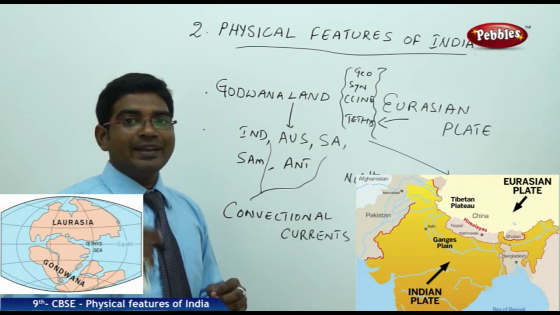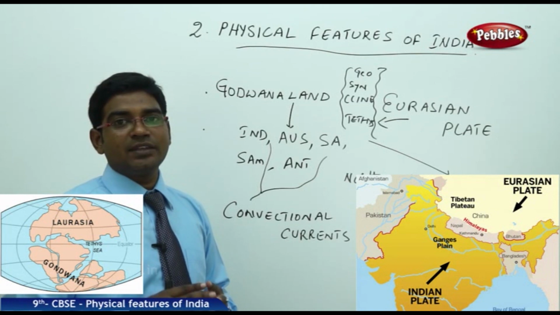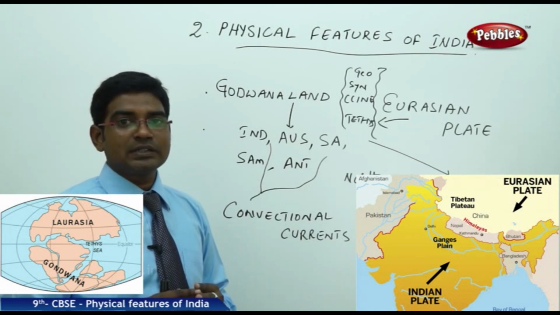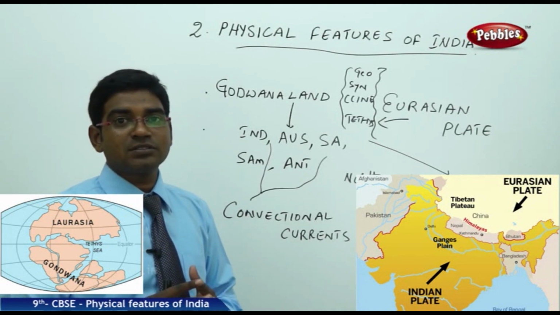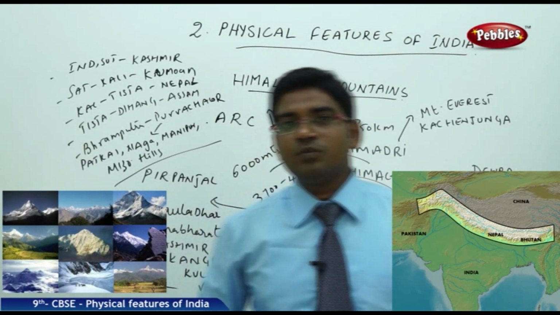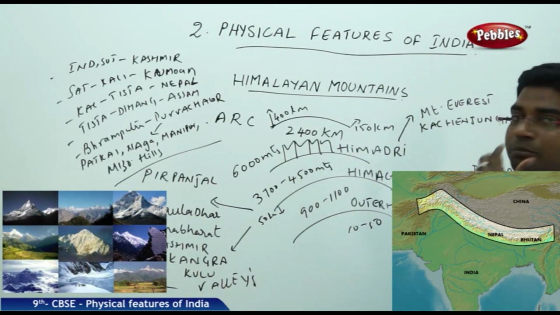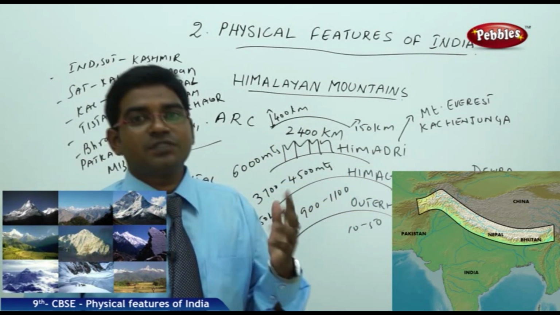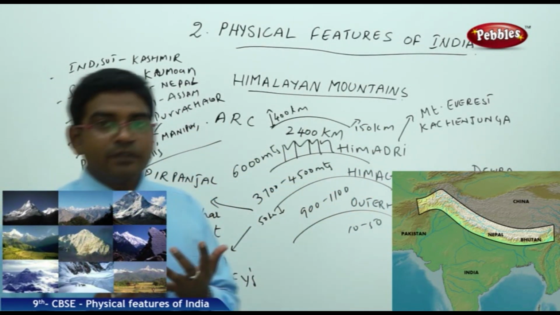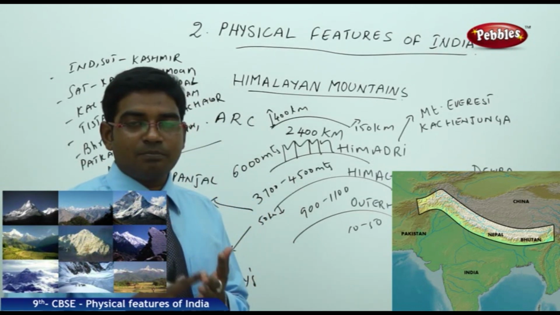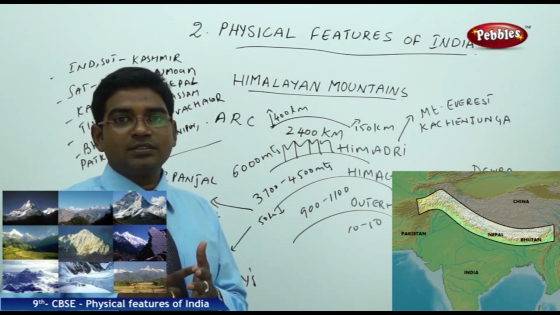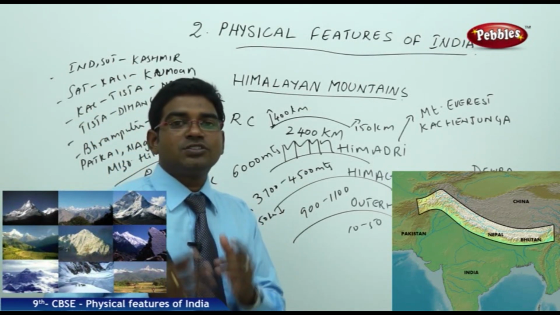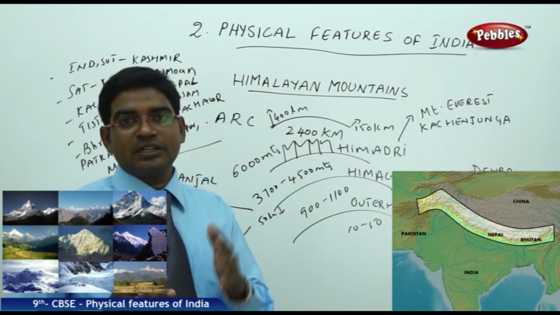Now, let us understand what the major physical divisions of India are, and let us see how important they are to our country and how they contribute to our country's progress. Now, we shall discuss how the Himalayan mountains are formed. We all know that India has 6 major physical divisions: the Himalayas, the northern plains, the Peninsular Plateau, the Great Indian Desert, the coastal plains, and finally the islands. Altogether, these are the 6 major Indian physical divisions.